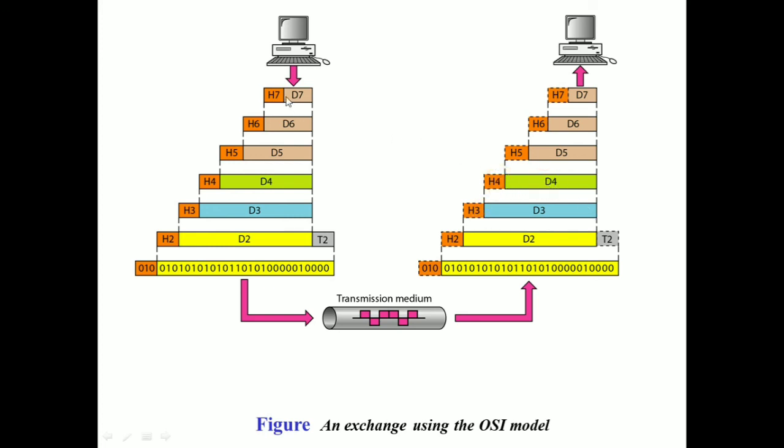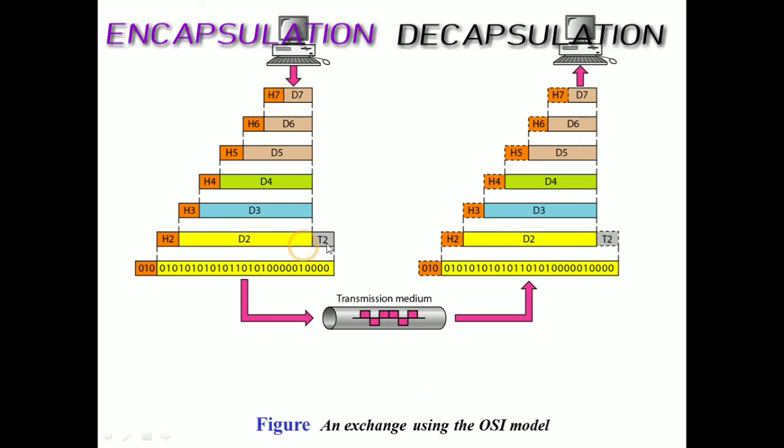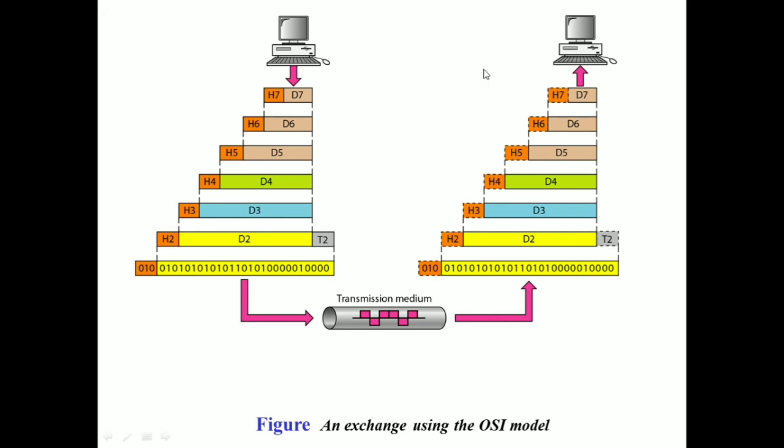See, here we were adding the headers, and now here we are removing the headers. The concept of removing the headers is called decapsulation. So encapsulation happens at the sender side and decapsulation happens at the receiver side. This is how data is transferred from one place to another using the ISO-OSI model.